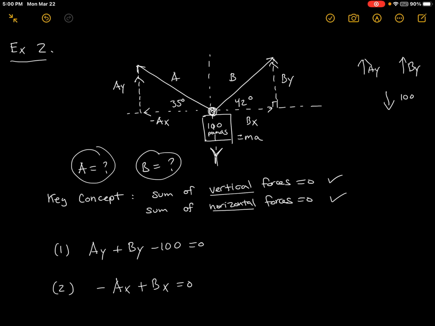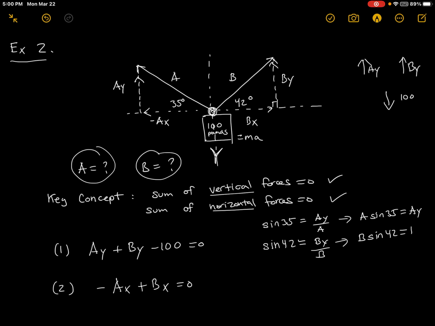So for us to get A of Y, I would write sine of 35 is equal to A of Y over A. Hence, A, the magnitude, times sine 35 will give you A of Y. And likewise for B of Y, you would say sine of 42 is equal to B of Y over B. And B times sine 42 will give you B of Y.